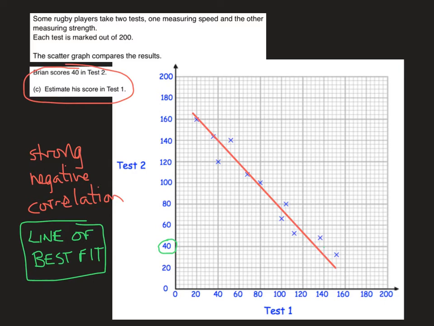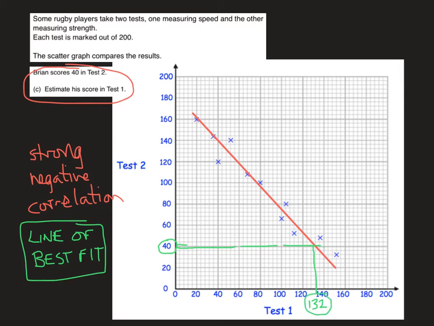Okay, so let's actually answer this question. Brian scores 40 in test 2. Estimate his score in test 1. Well, that's 40 that I've already circled. So again, I'll go along with my ruler to my line of best fit. And then I'd read down and I'd get roughly 100 and, well, each square is worth 4, so it'd be 132. And that would be my answer.